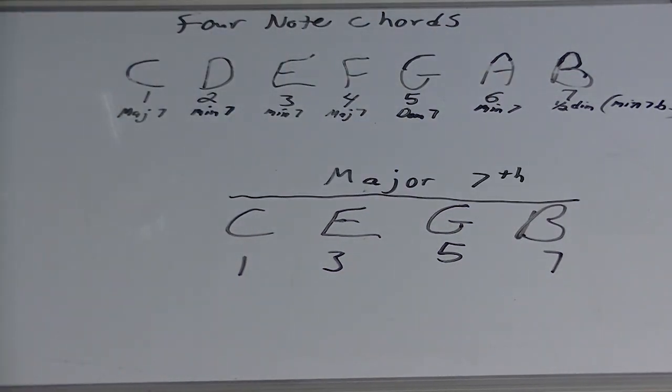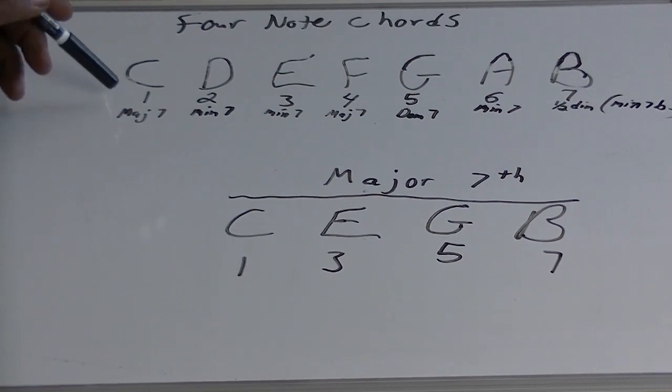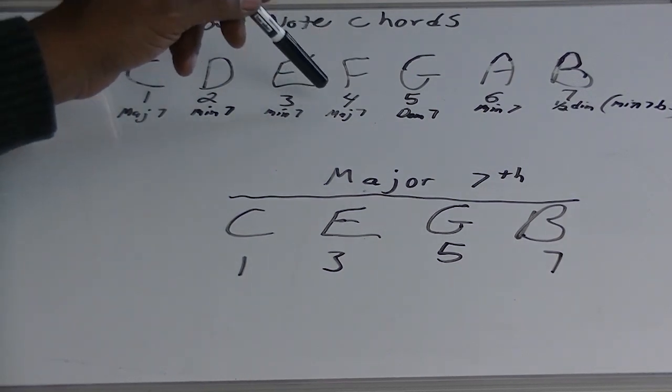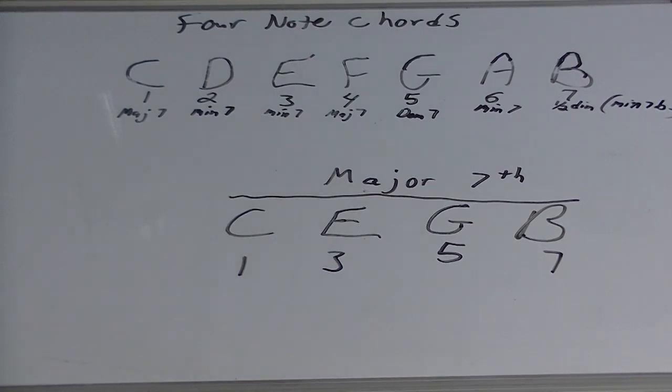And as we can see here, the C chord is a C major 7th chord, and the F chord is an F major 7th chord. So when we're dealing with 4-note chords that are derived from the major scale, the chords associated with the 1st note of the scale and the 4th note of the scale are major 7th chords.